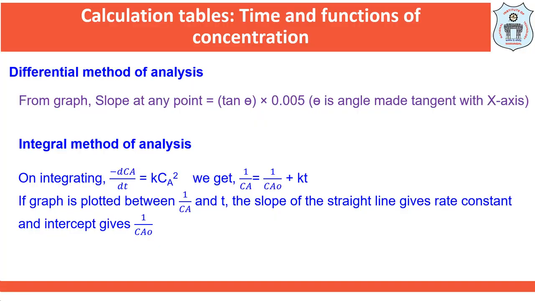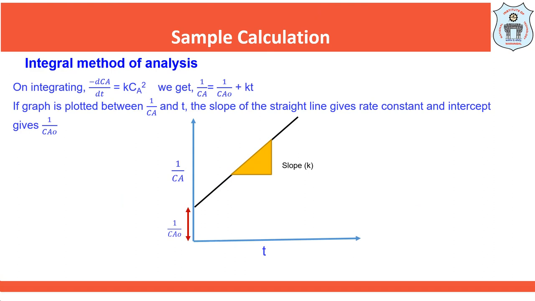analysis. Next method is integral method of analysis. In this, one of the orders is assumed, then the rate equation is written like minus Ra equal to K into Ca power n. In this case, we can assume it to be a second order reaction, and we separate and integrate between the limits of initial concentration at time t equal to 0 and any concentration Ca at a particular time t. Then after integration, we get an expression. So we plot a curve between a function of concentration versus time. In this case, 1 by Ca versus time, and then we proceed to get the result.